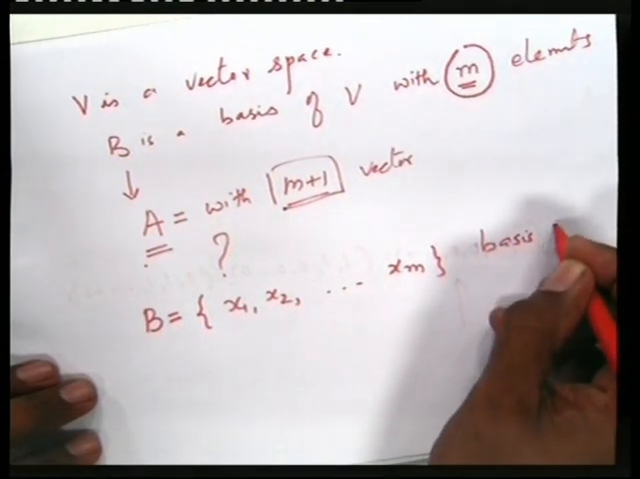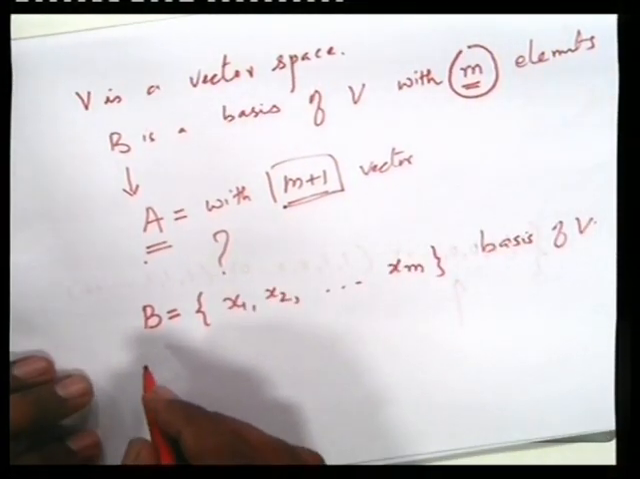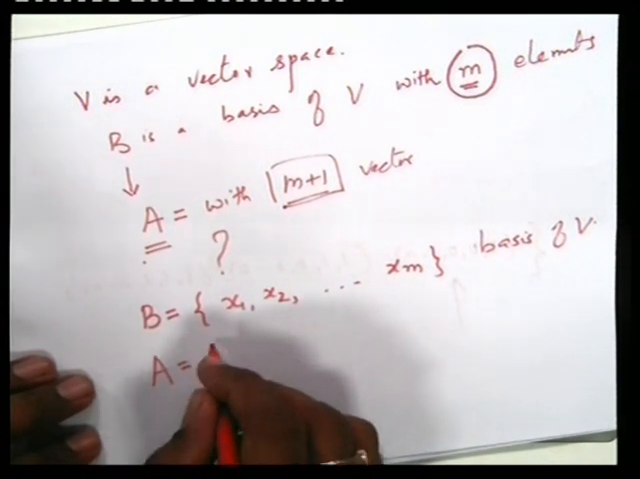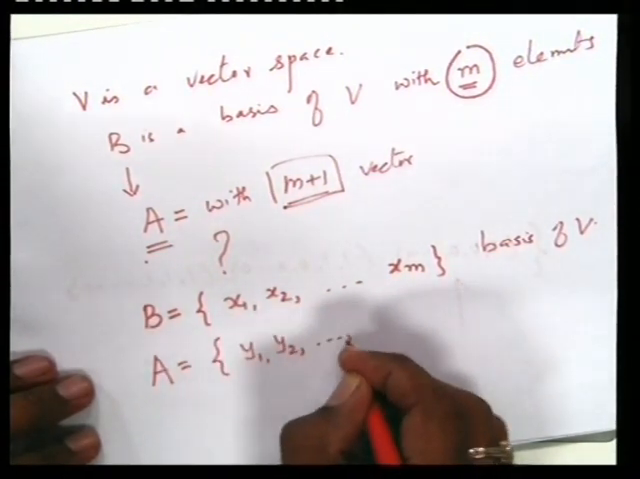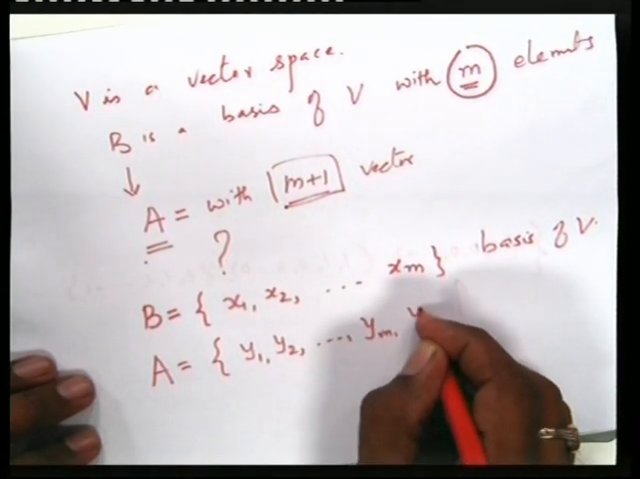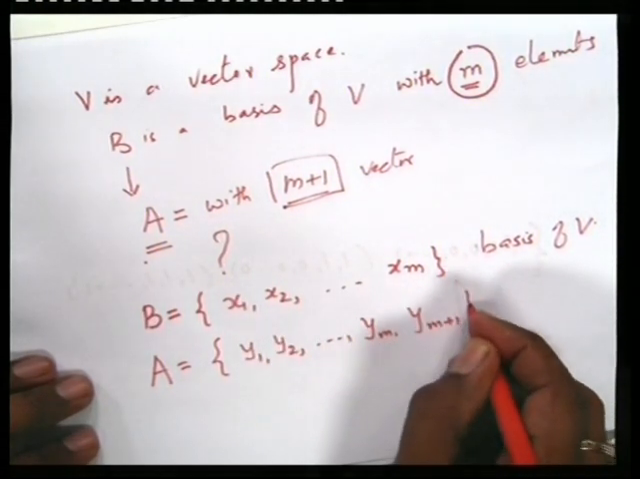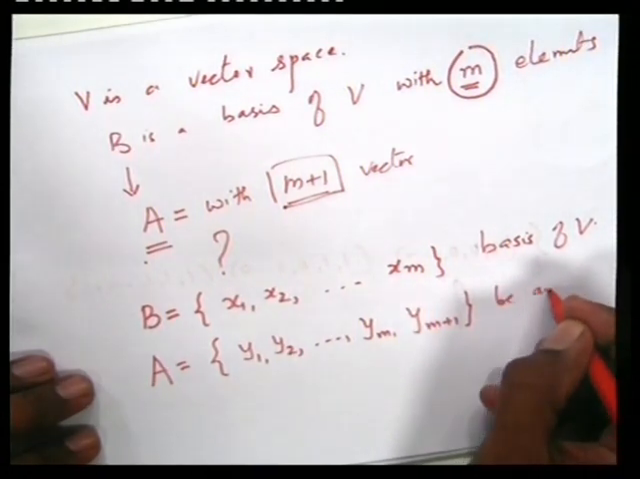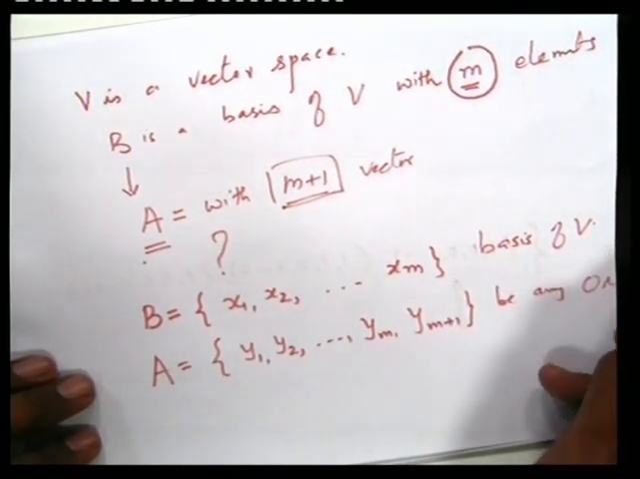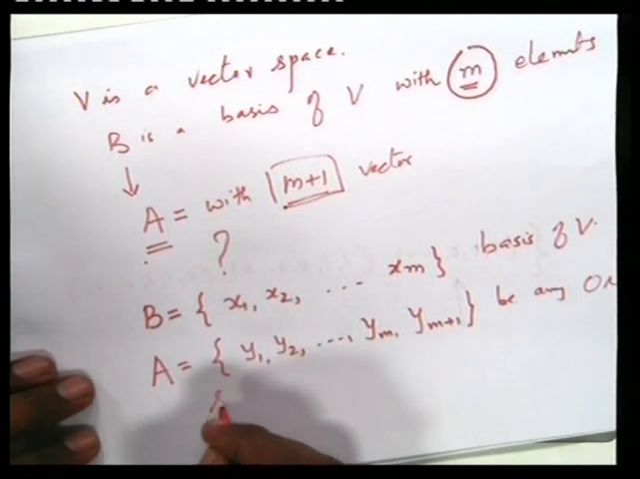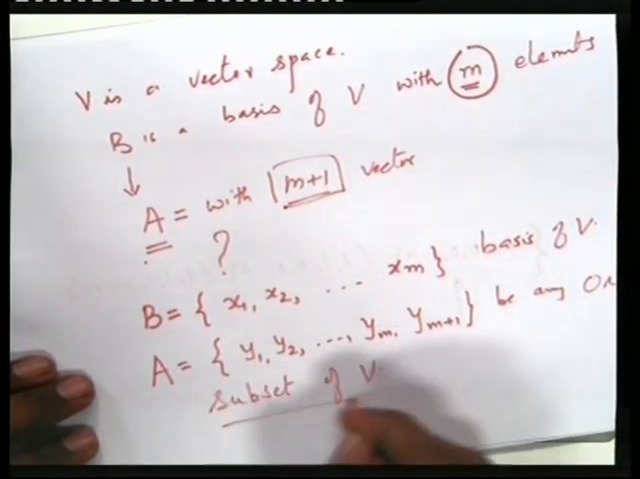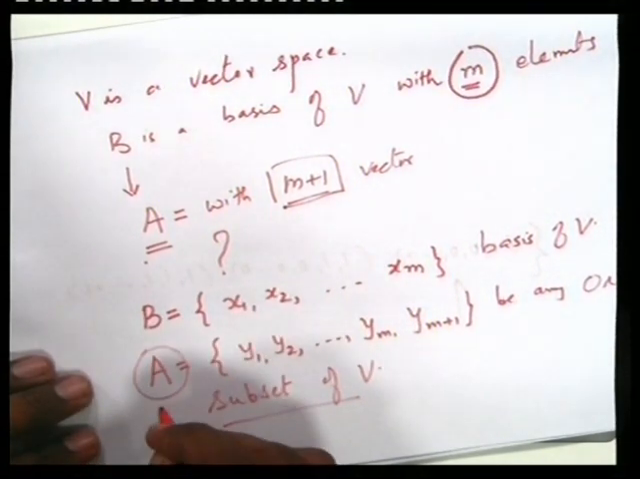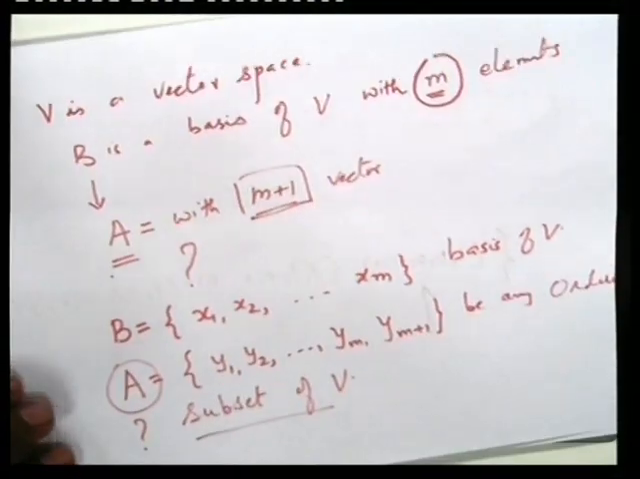Basis of V, and let the set A, which is equal to y1, y2, y3, ym and ym plus 1, be any ordered subset of V. Now the question is, what will be the nature of A? Whether A will be linearly independent or dependent.